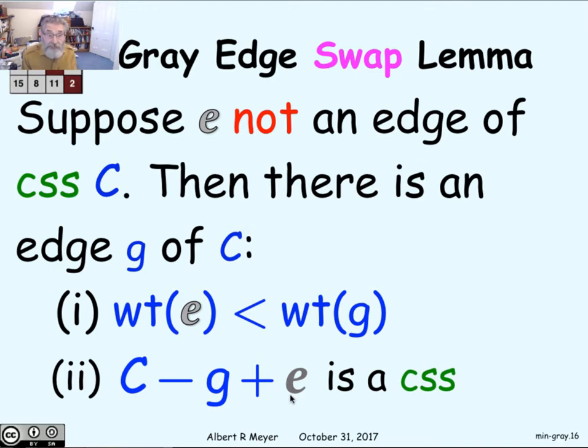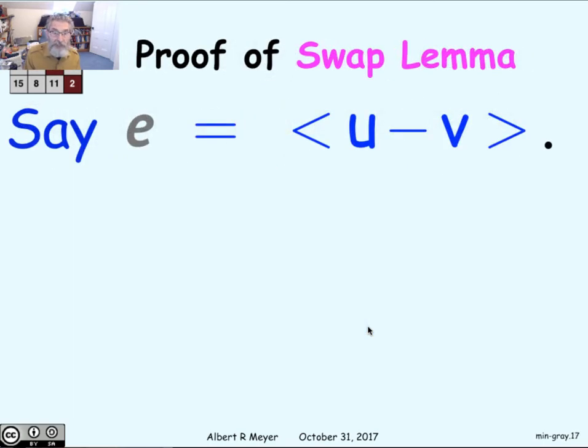Given C, I have to find this edge G that's heavier than E and that I can take away and still leave a piece that's connected. And the trick is going to be that I'm going to find a gray edge. If G is a gray edge, then I know it's going to be heavier than E because E is the lightest weight gray edge. Well, let's look at the setup we have. So E is our gray edge that's minimum weight. It connects two vertices, call them U and V.